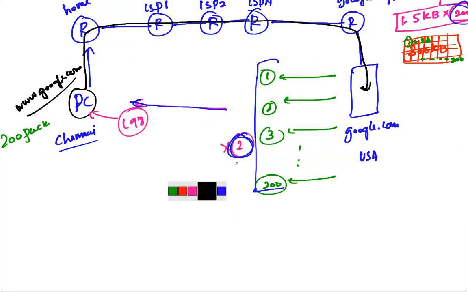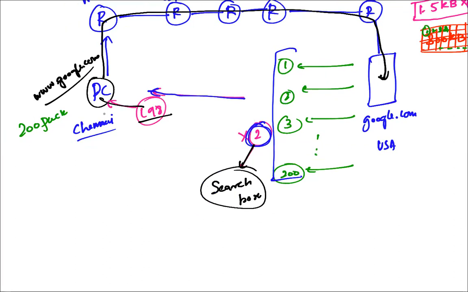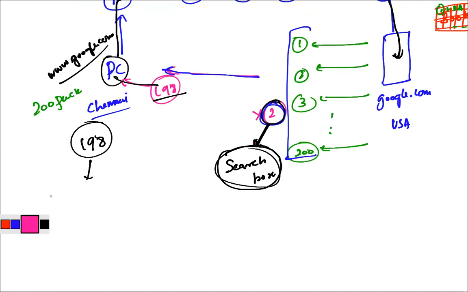Now, what if these 2 packets are the ones that contribute to the search box? Assume these 2 packets are the ones which have the search box inside them. It's just a packet, right? It has a search box inside it. Now I got 198 packets. My PC is showing me these 198 packets, but they don't have these 2 packets. Assume these 2 packets are supposed to be the search box packets. Now I'm seeing my Google page like this, guys.